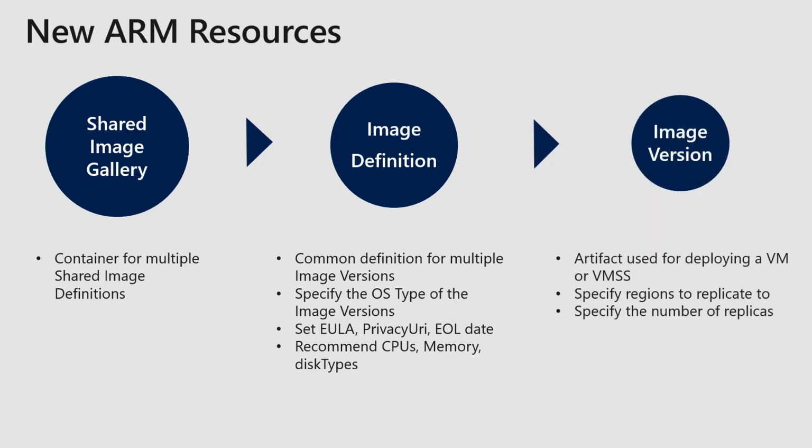And lastly, the most important artifact, the image version. The image version is the one that you use to actually deploy a VM or a VM scale set. This is the one that you replicate to different regions, and you can specify the number of replicas to keep for it.